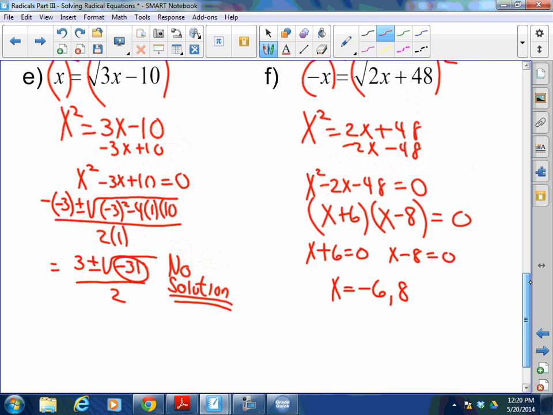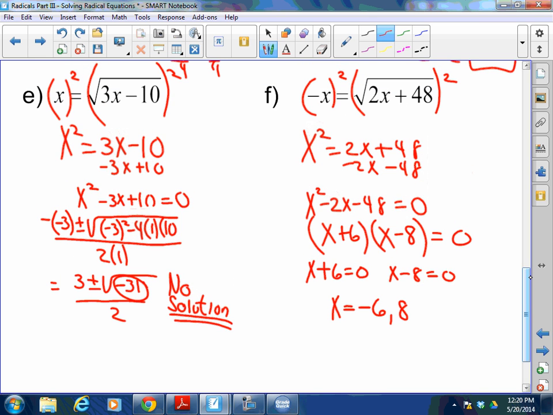Now, I do have to test this. It's just the way it goes. So when I check it, let's first check for the negative 6. Negative times a negative 6 is 6. Does that equal square root of 12 plus 48? That would be square root of 60, right? Is square root of 60 equal to 6? So that's extraneous, guys. Sorry.